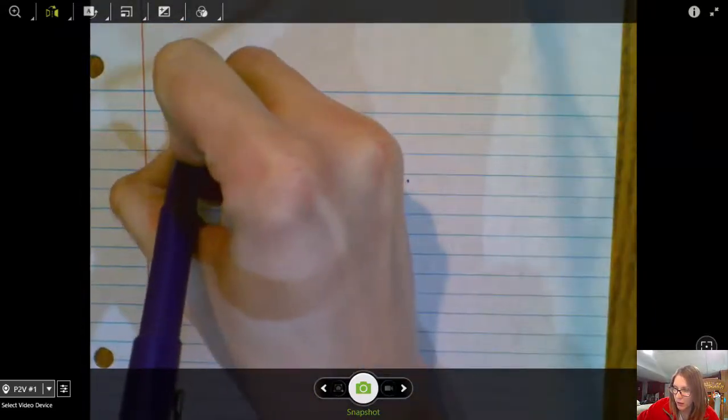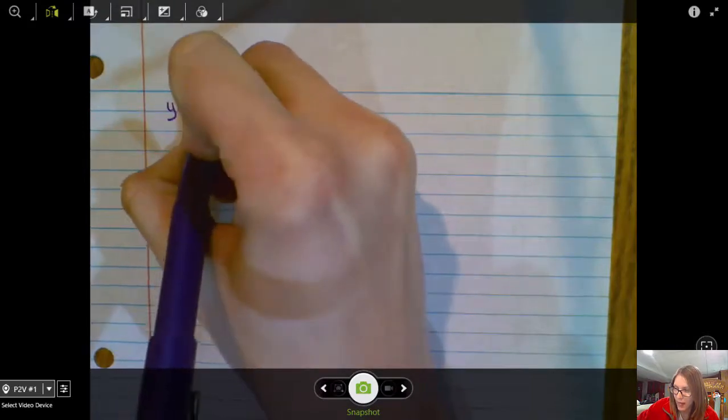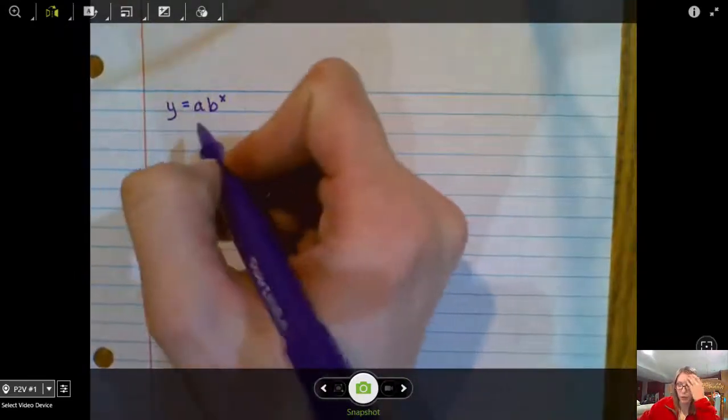For my third example here, we're going to look at a slightly different form of your basic exponential function. Remember, our basic exponential form is y equals a times b to the x. Okay. Now this is what we have seen so far.